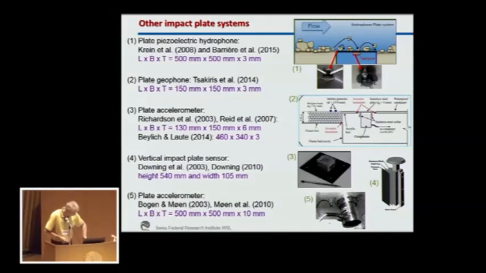Then here you see a number of other systems. I won't go into detail about all of these systems, but I just want to show you what has been used in the past. Basically, most of these systems are impact plate systems with the plate flush with the bed, except for system number 4 here. As you can see, the dimensions of the plate are different, and in some cases also the sensor is different. For example, here an accelerometer is used in these systems.